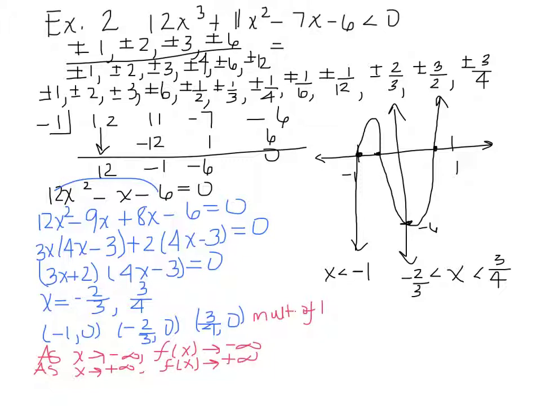So when you write your solution, since this is a less than, that's an and, you write negative infinity to negative 1 and negative 2/3 to 3/4. And then you're done.